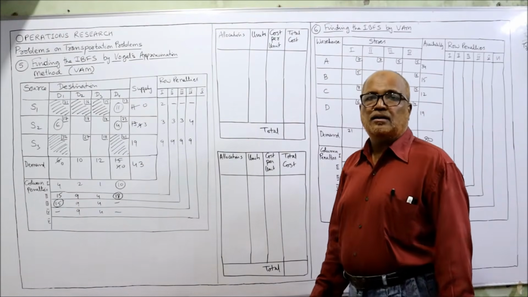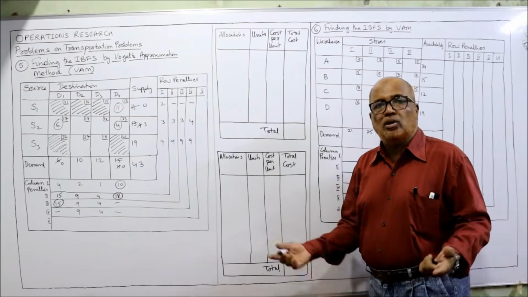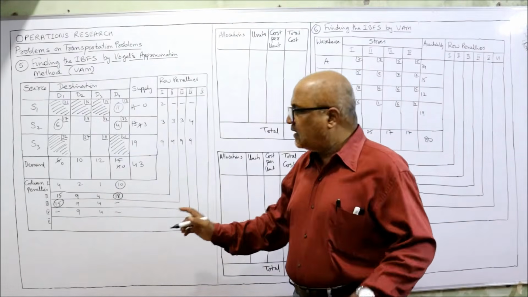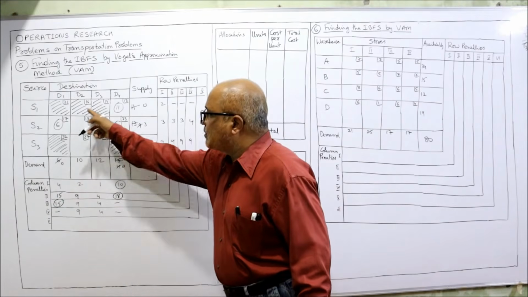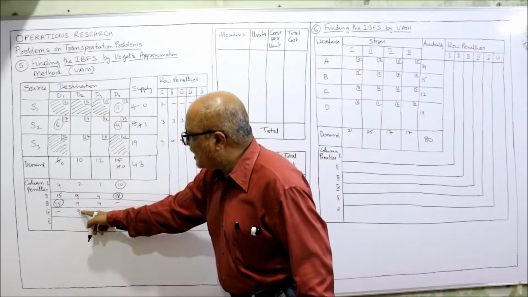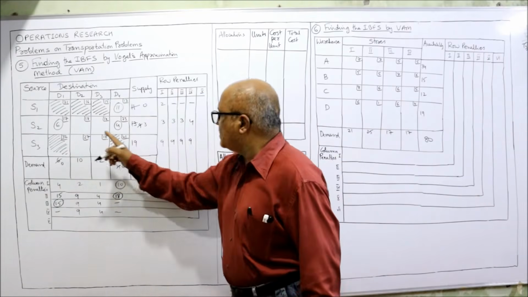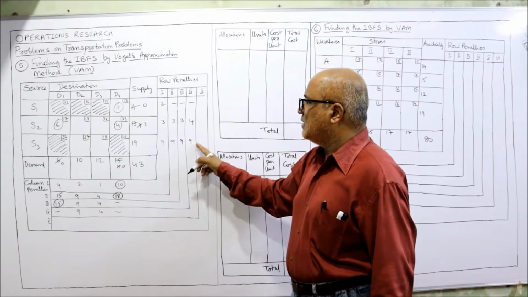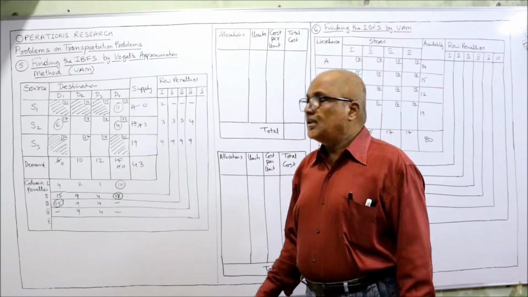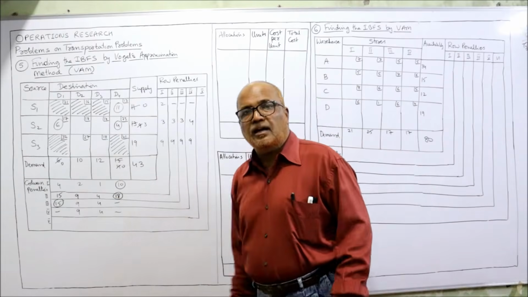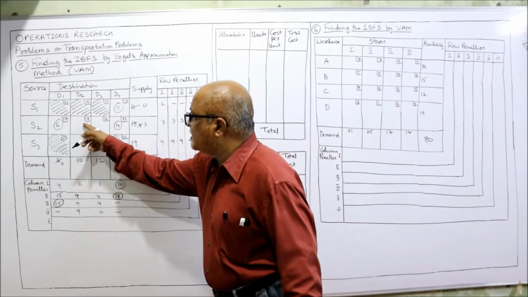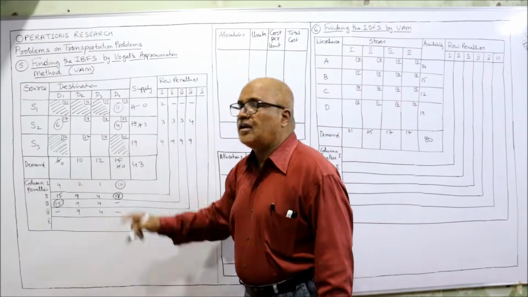There's a tie in penalties. Both are 9. Then we see the costs. If we arbitrarily select one 9, what is the minimum cost? 18 is the minimum cost. If we select the other 9, again 18 is the minimum cost. So there's a tie in penalty, 9 and 9, and there's also a tie in cost, 18 rupees and 18 rupees.